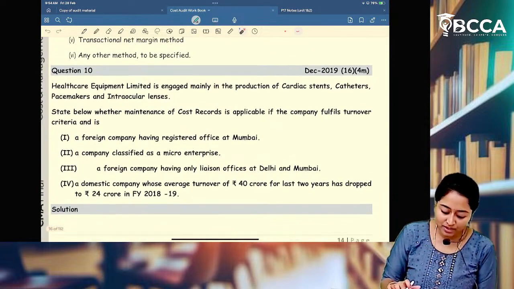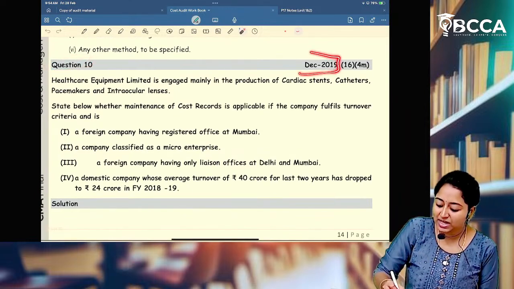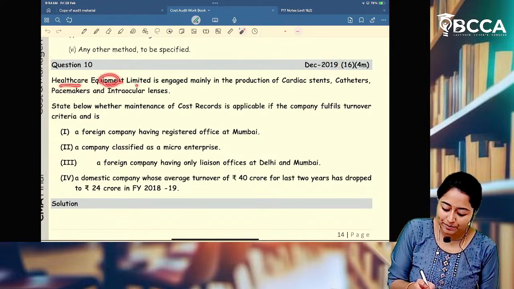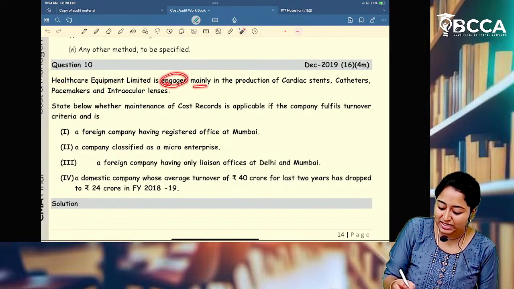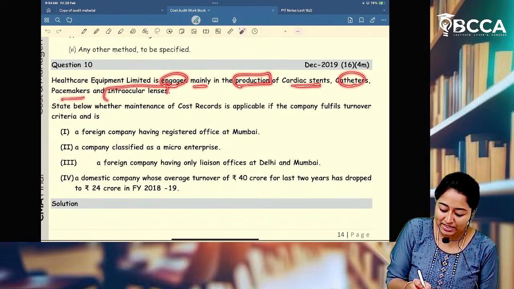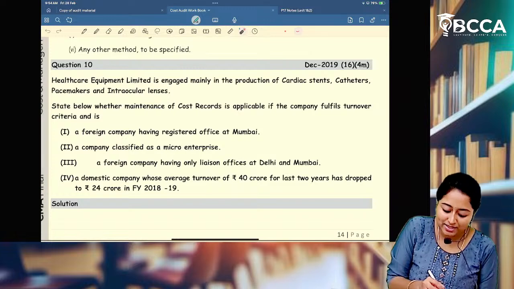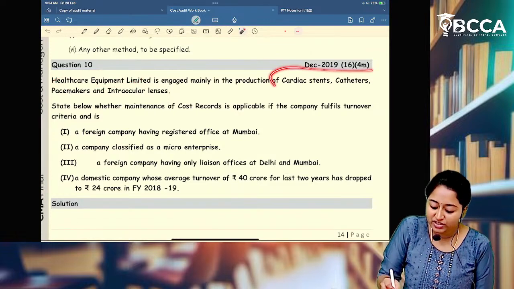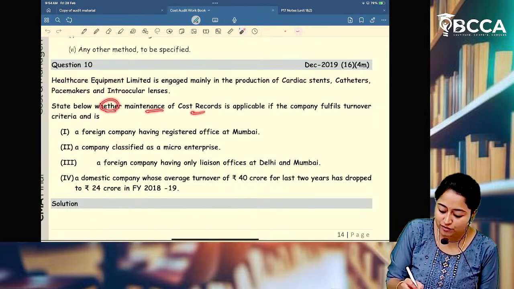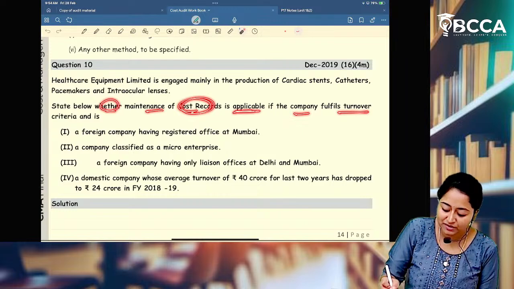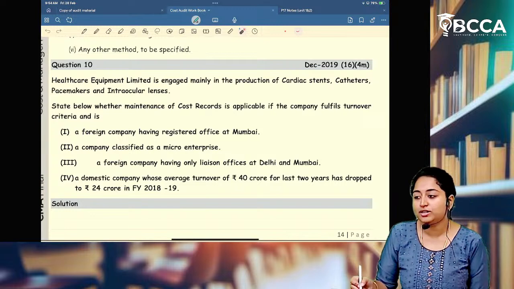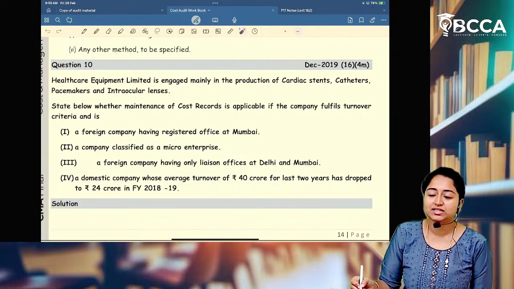Okay. Now, question number 10. This has been asked in the December 2019 attempt. See it carefully. Healthcare Equipment Limited is engaged mainly in the production of cardiac stents, catheters, pacemakers and intraocular lenses. So, there is a Healthcare Equipment Limited engaged in production of these. State below whether maintenance of cost records is applicable if the company fulfills turnover criteria. Did they ask regarding cost records or cost audit? Cost records.